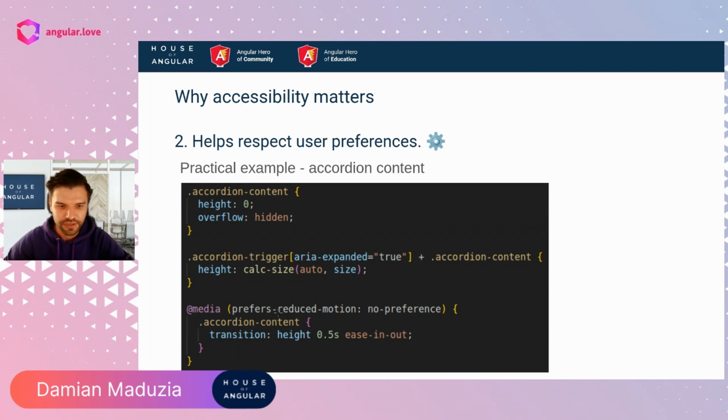And now, speaking of honoring preferences, there is a very simple way to achieve this with the prefers-reduced-motion media query, which takes one of the two values. It could be no-preference or reduce. And I highly encourage you to use the no-preference one for the animations that you think shouldn't be visible for everyone.